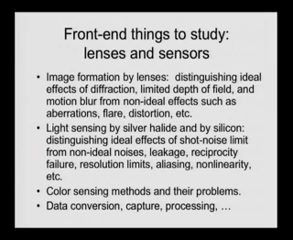So in the front end of the camera, we want to study lenses and sensors. That's where all these effects of light come in. That's all the things we need to understand. We need to understand image formation by lenses, the limited depth of field, the motion blur, aberrations, flare, distortion. We need to understand the light sensing by silver halide and by silicon. We're probably not so interested in film anymore, so we'll focus on silicon. Distinguishing the ideal effects of shot noise in sensors from non-ideal effects, resolution limits, aliasing, nonlinearities, and so forth.